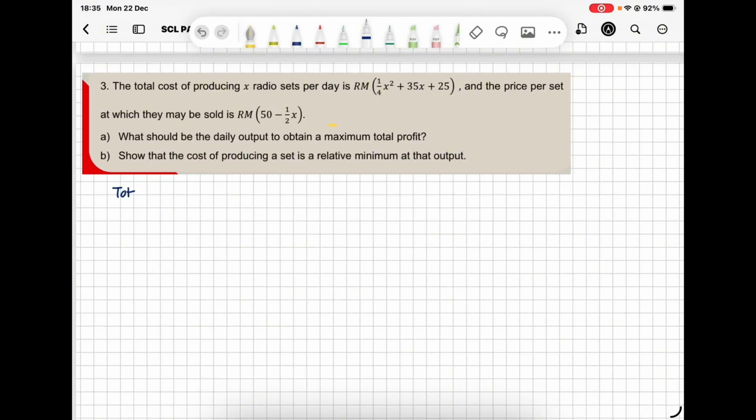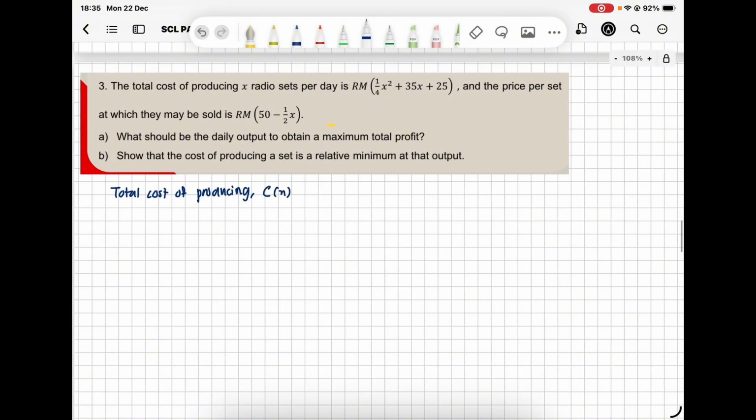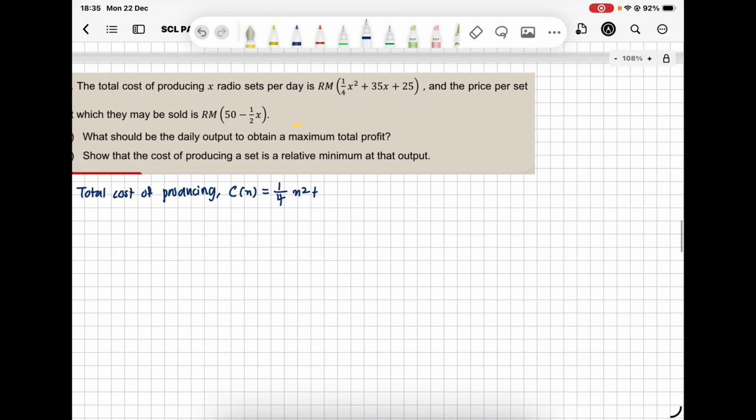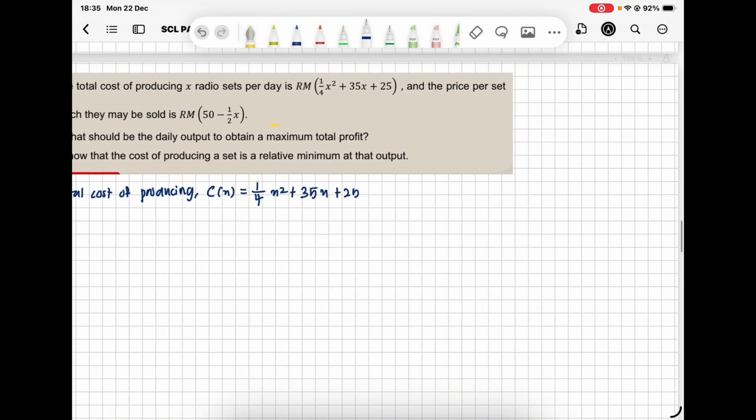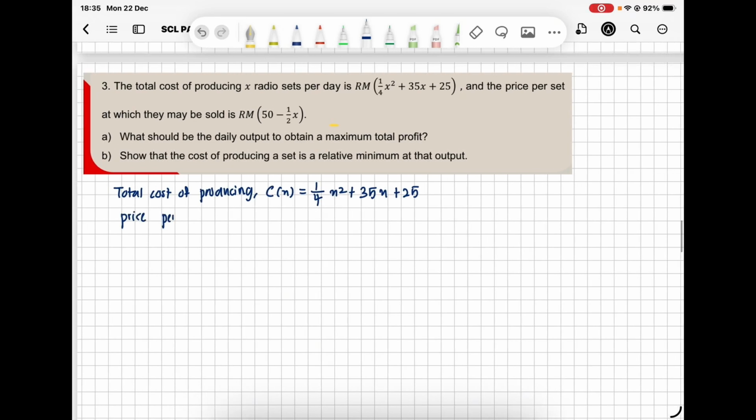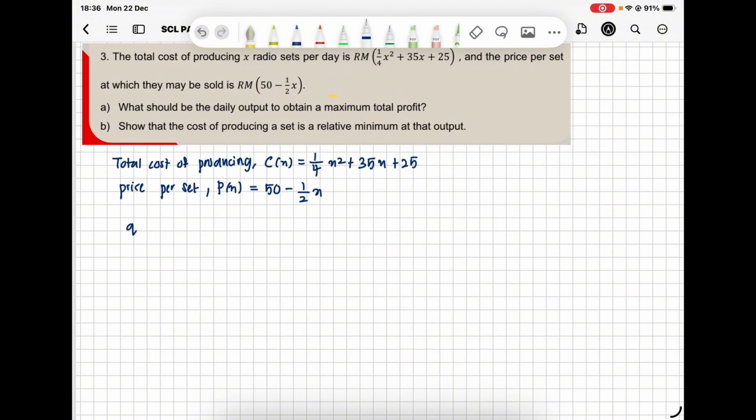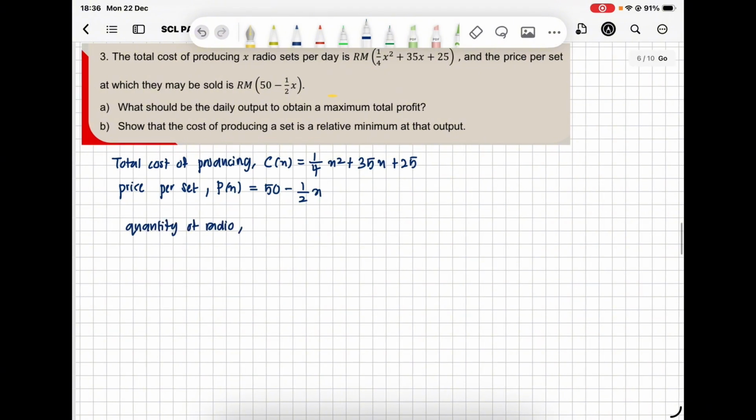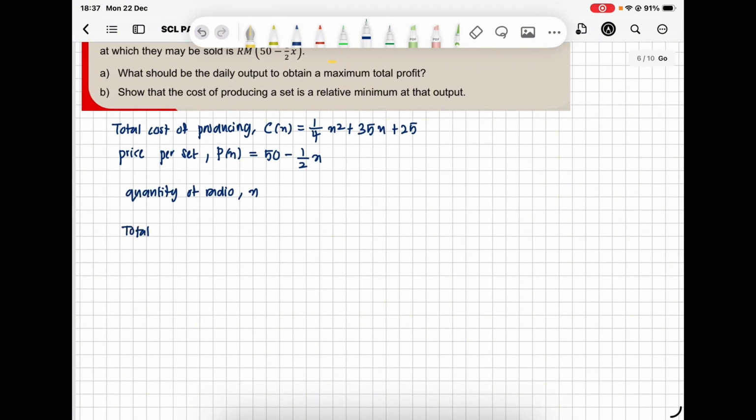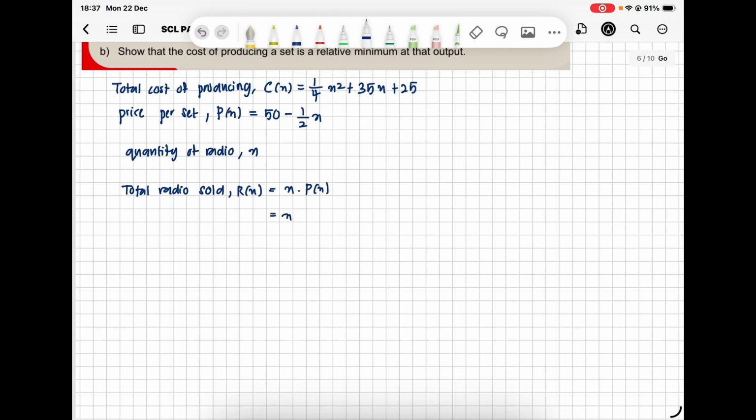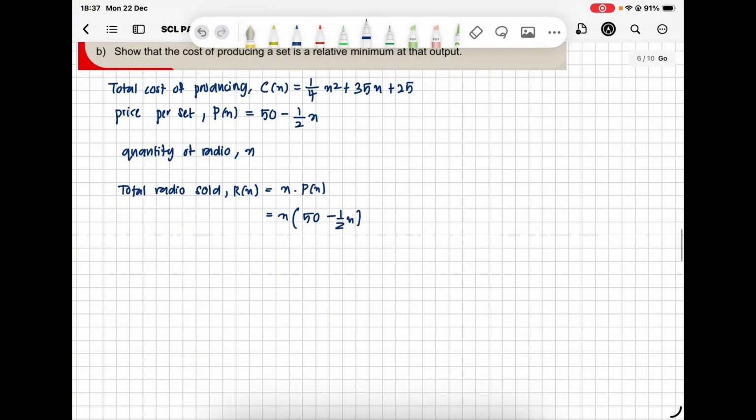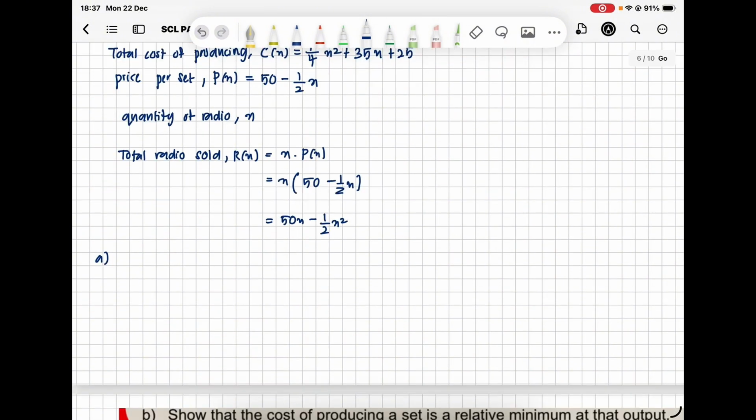For question number 3, the information gives us a total cost of product C, which is equal to 1 over 4x squared plus 35x plus 25, and it gives another information, price per set, equal to 15 minus 1 over 2x, and we give another variable for quantity of radio, which is x. First, we need to find the total radio sold, which is the quantity multiplied with the price per set. And we get 50x minus 1 over 2x squared.